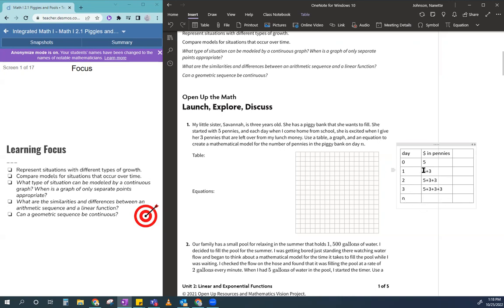So here's the question that I really want you to focus on right now. What is staying the same and what is changing? I'm going to say it again. What is staying the same and what is changing? So what needs to show up here and what needs to change?